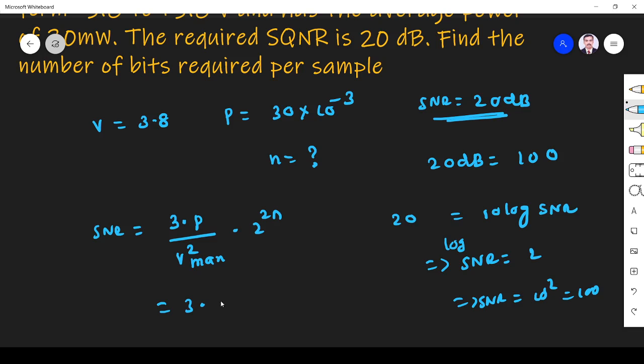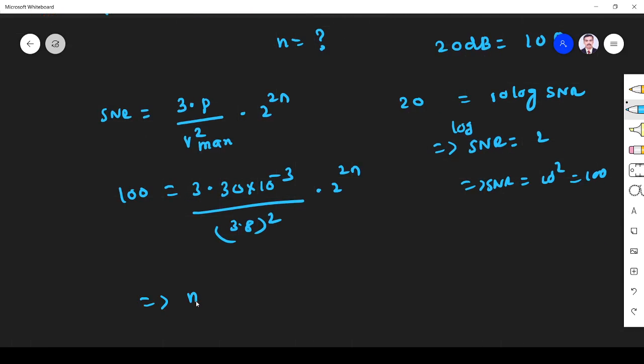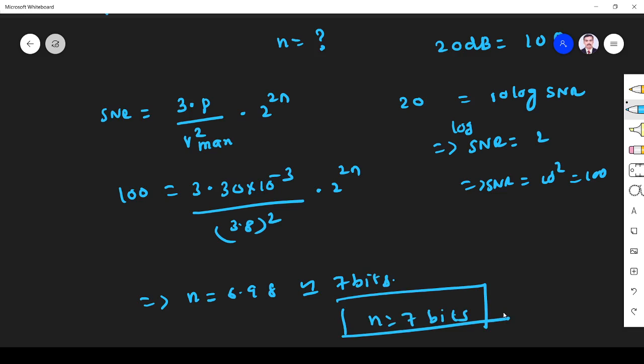So SNR is 100 in linear scale, P is 30 milliwatts, so 30 into 10 power minus 3, and V squared is 3.8 squared, into 2 power 2n. If you simplify, you get n equal to 6.98, which is approximately 7 bits. So n is equal to 7 bits is the answer. I hope you understand this formula and problem. If you have any doubt, please ask me and I will clarify. Thank you.